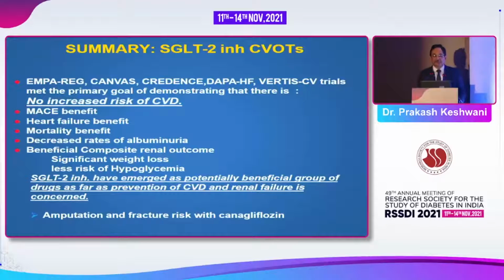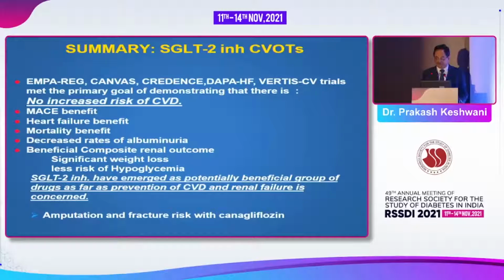So to summarize, with the SGLT2 inhibitors in the management of diabetes, it was found that these drugs had no increased risk of cardiovascular disease. They were safe, and at the same time, they were found to have beneficial effect on MACE, heart failure, albuminuria, as well as the progression of nephropathy. They also had significant weight loss and less risk of hypoglycemia. SGLT2 inhibitors have emerged as a potentially beneficial group of drugs as far as prevention of cardiovascular disease and renal failure is concerned.